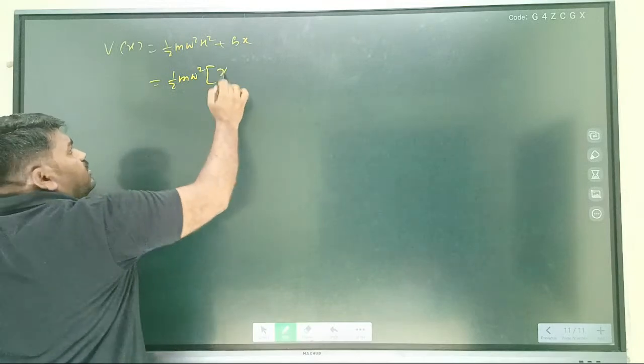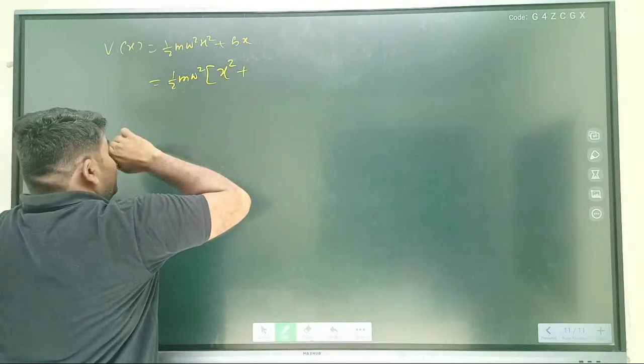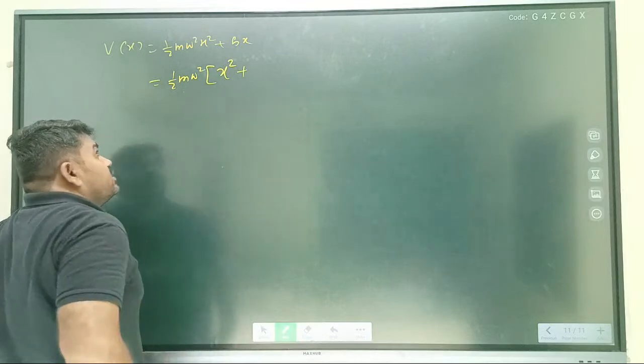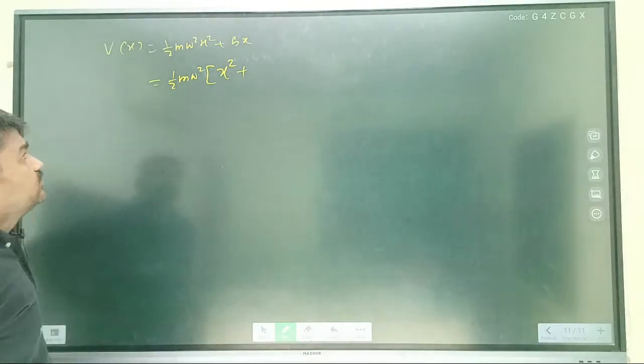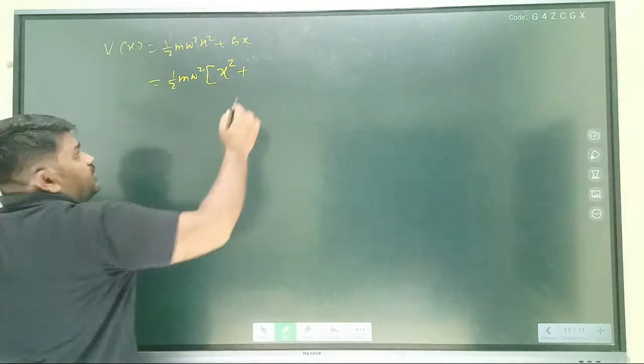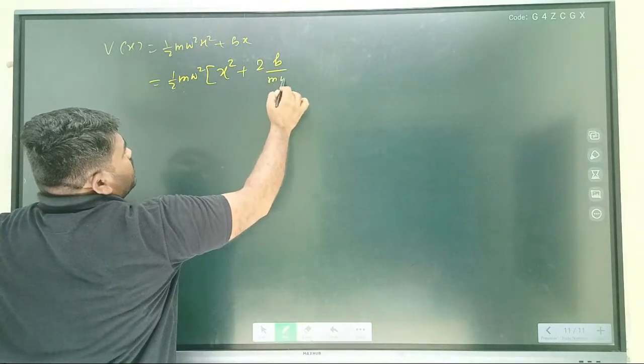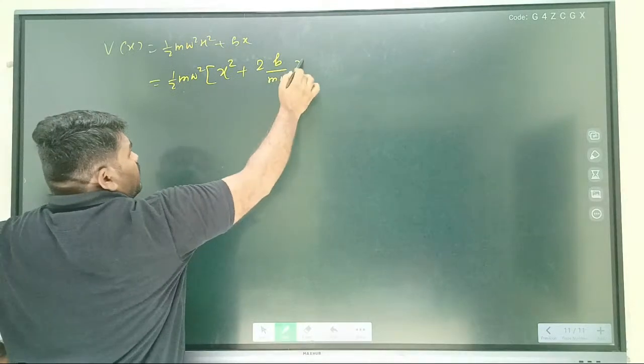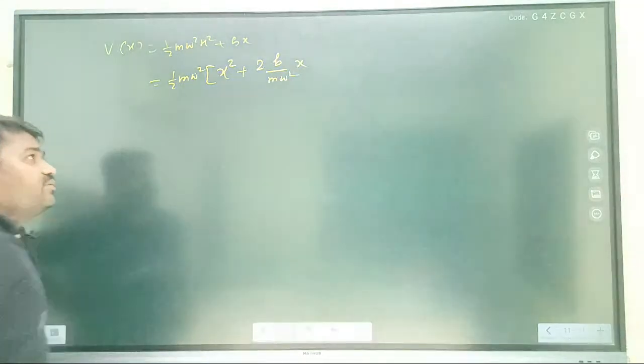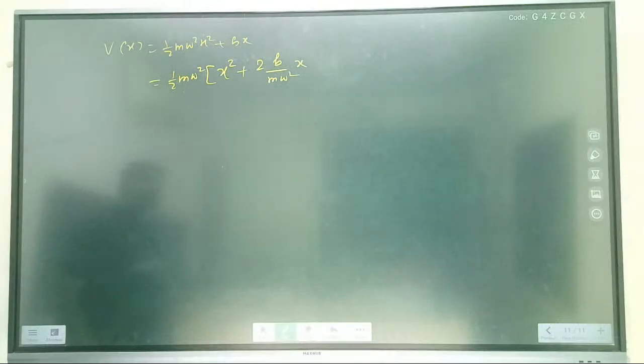X square. ओके, ये कॉमन निकाल दिया तो b जो है वो ऊपर जाएगा. सॉरी, 2 ऊपर जाएगा. Thus getting the 2b upon m omega square. जब हम अंदर मल्टीप्लाई करेंगे तो सेम ही आना चाहिए. तो देखिए, we can write down like that.